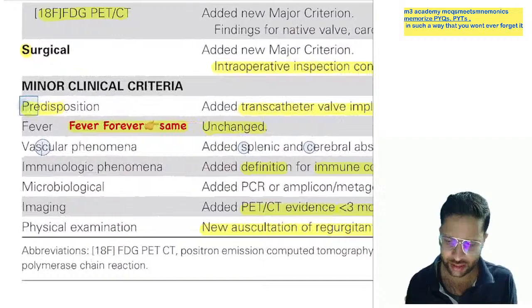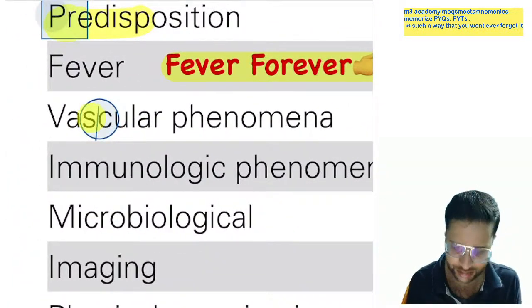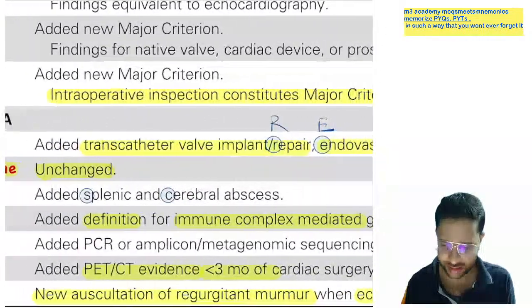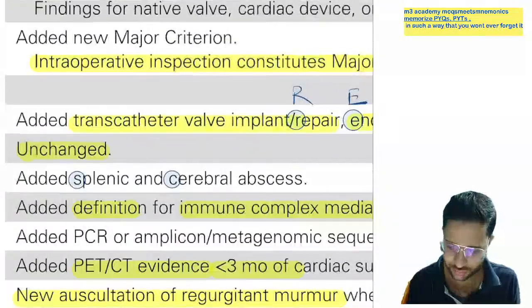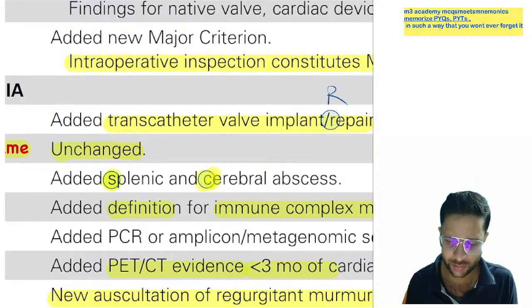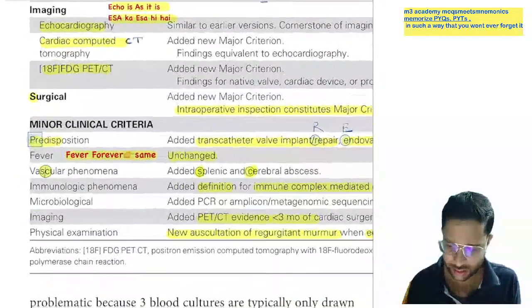Vascular criteria included both. See carefully: vascular has an S and a C. S for splenic, C for cerebral. So we added splenic and cerebral abscess. You can easily remember vascular has an SC, S for splenic, C for cerebral abscess.